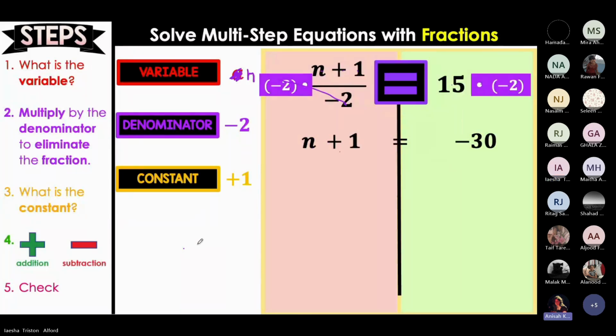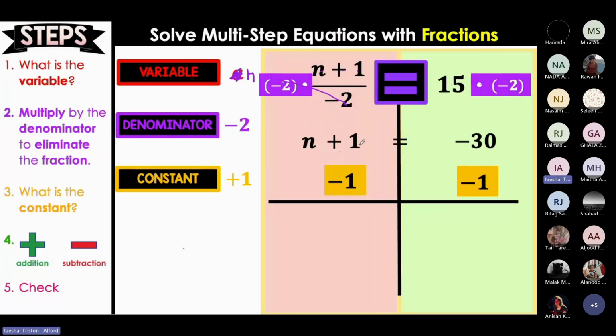Subtract 1 both sides. 1 subtract 1 makes 0. The n, keep it down. -30 subtract 1 is -31. A student asks: Miss, why didn't we say positive for the answer here? Because it's negative.